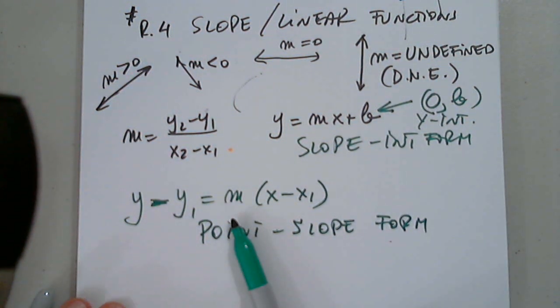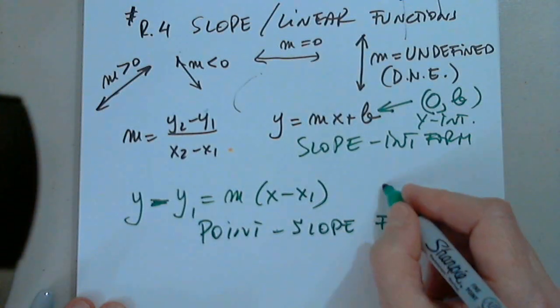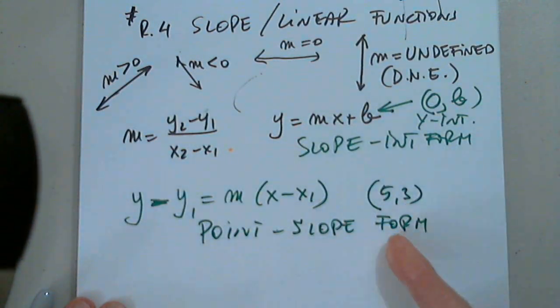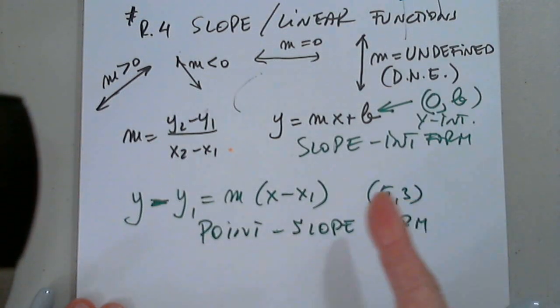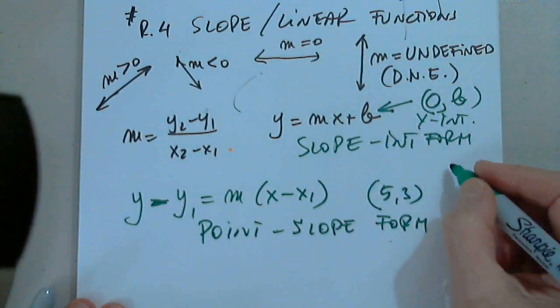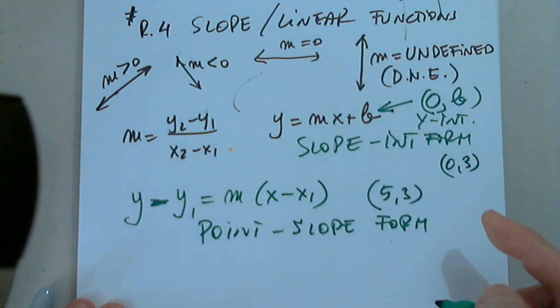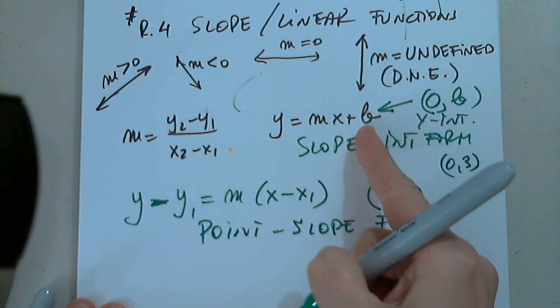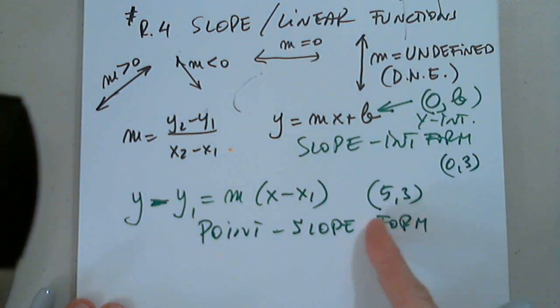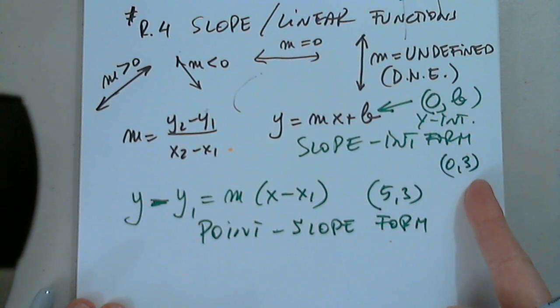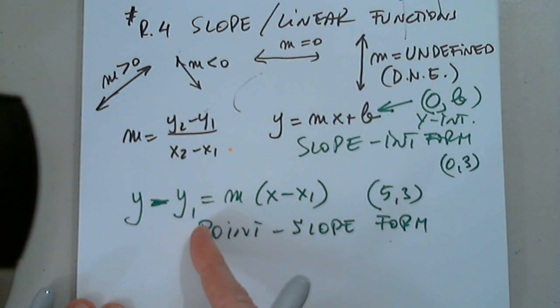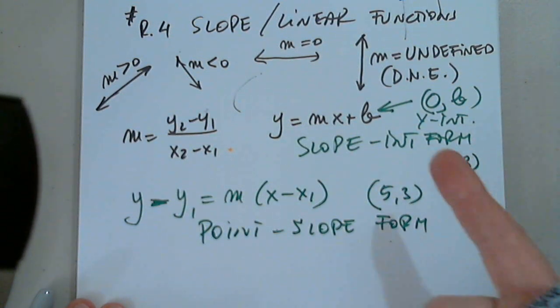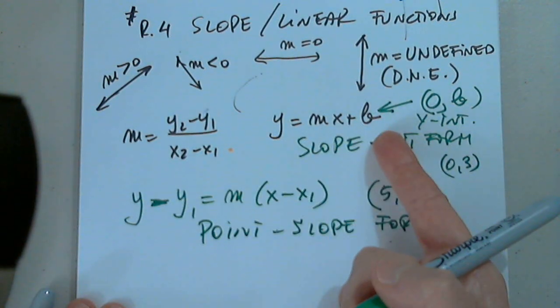When do I use this? I use it when I have (5, 3) as the point, or points. I may have another. But when do I use this? When I have (0, 3), for example, I use this. If I have another point or points not (0, a number), I will use the point slope form. But if I have (0, a number), I will use this. It's so much easier.